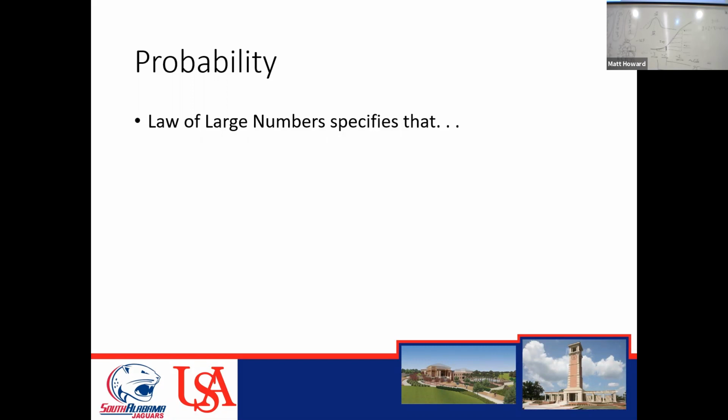So can anyone tell me, just in plain speak, what is the law of large numbers? The more data you have, the more likely it is that... Yeah, that's one way to put it. It's pretty much the more data you have, the more likely it is that you're correct.